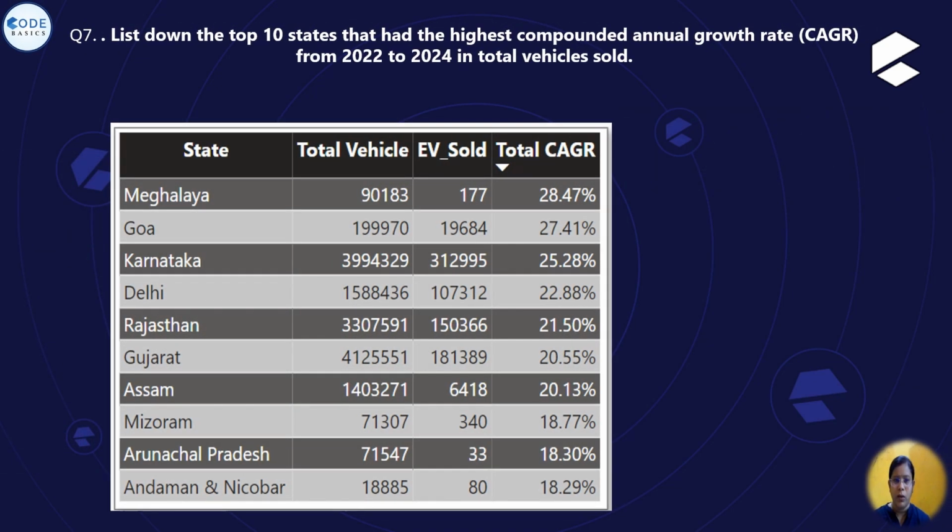List down the top 10 states that had the highest compounded annual growth rate from 2022 to 2024 in total vehicles sold. Now, as per total vehicles sold, the states are Meghalaya, Goa, Karnataka, Delhi, Rajasthan, Gujarat, Assam, Mizoram, Arunachal Pradesh, and Andaman Nicobar.